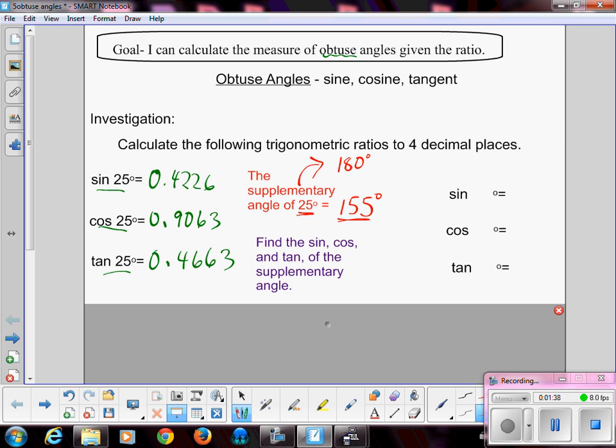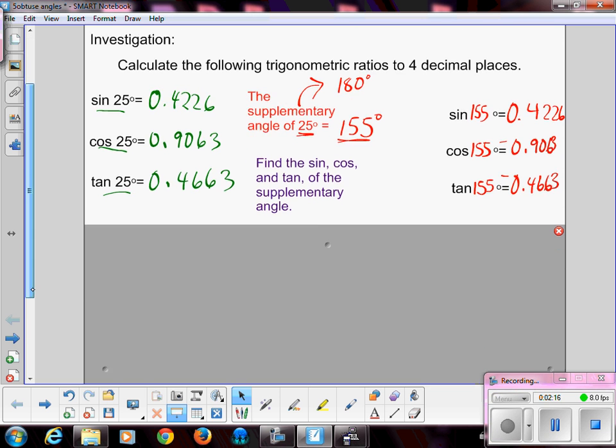Now if I take that 155 and find the sine of it, the cos of it, and the tan of it, and you can do this with your own calculator, you would find that I end up with 0.4226, negative 0.9063, and negative 0.4663. So you should notice already that the numbers appear to be identical. The only difference is cos and tan appear to be negative. Sine wasn't, though. So let's choose another angle and see whether that happens again.